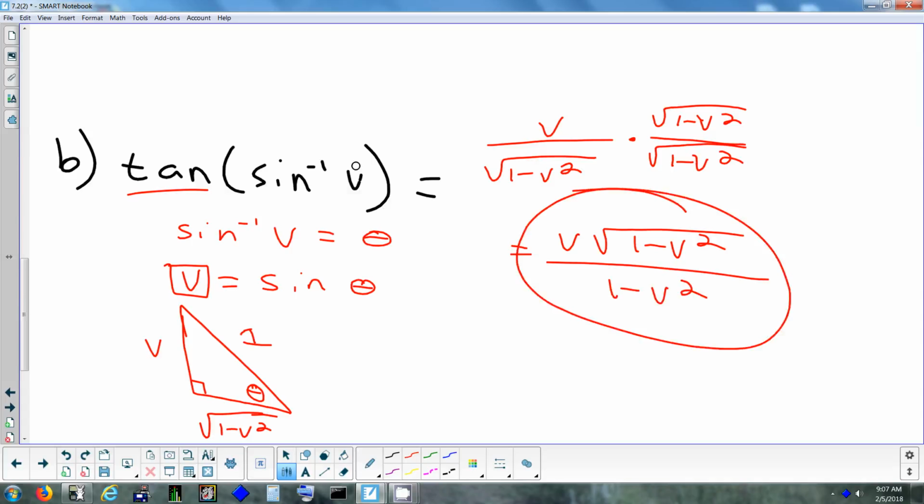And what you have right here, don't erase it on your notes, but it doesn't have to be as simple as just a single letter. It could be something like x minus 3. And if it was an x minus 3, all you'd have to do is, everywhere in this diagram you had a v, change it to an x minus 3. Then I could do the Pythagorean Theorem, get the third side, and so on.